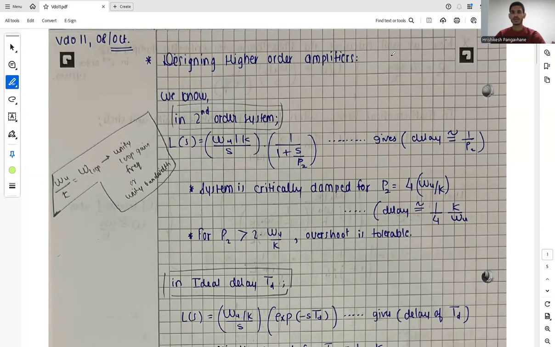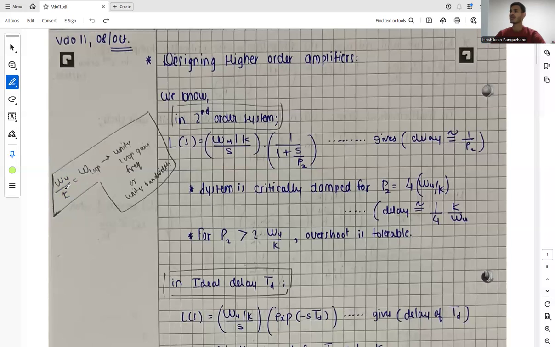In this video, we will be discussing designing higher order filters. So let's get started. As visible on the screen, we always consider omega u by k as our omega loop, which is the unity gain, loop gain frequency, or we can also say unity bandwidth frequency.